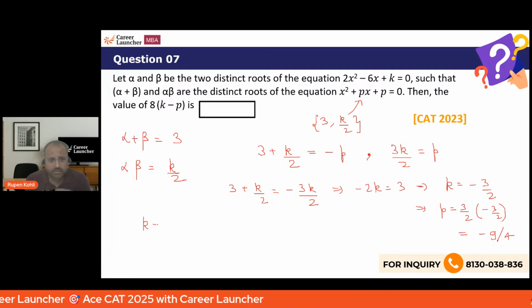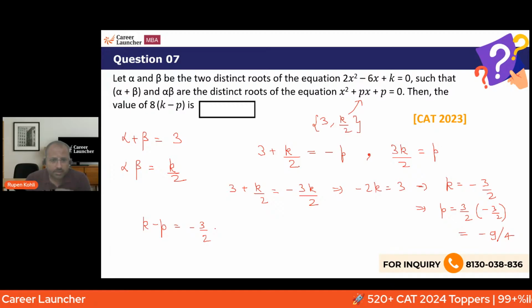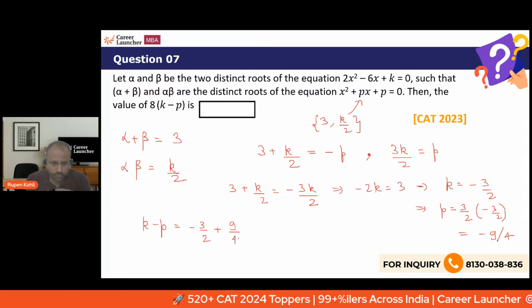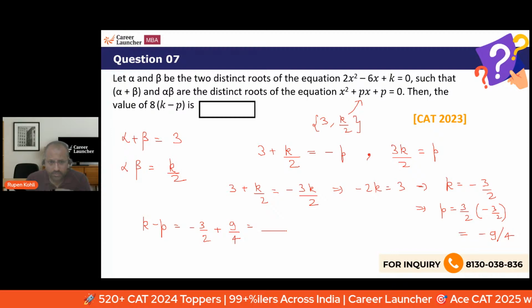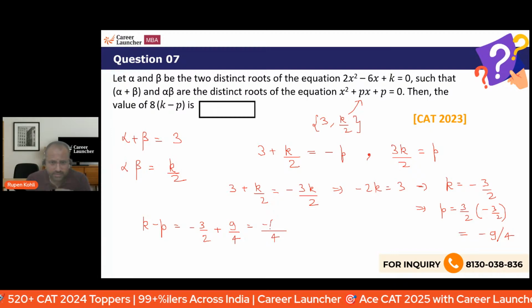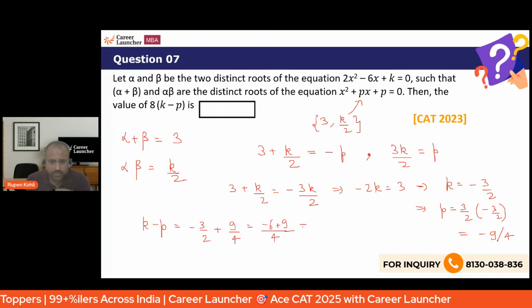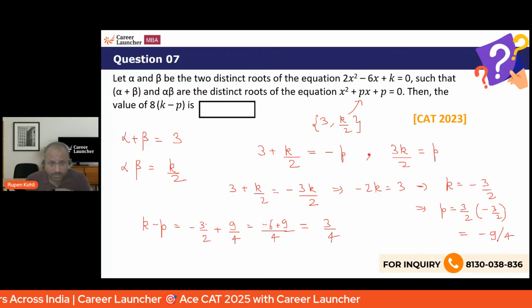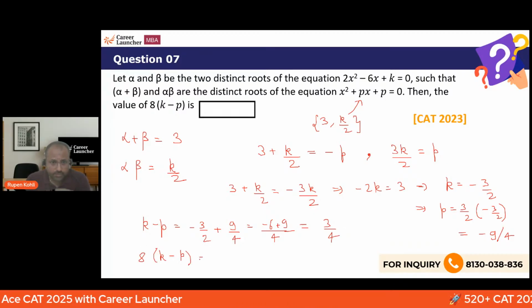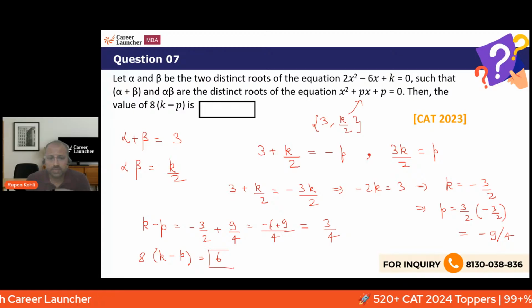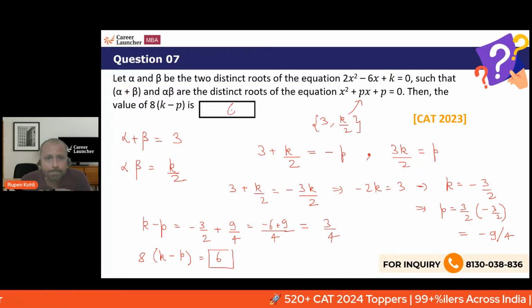So k minus p becomes minus 3 by 2 minus p, means minus of minus, plus 9 by 4. 9 by 4 minus 3 by 2 is minus 6 plus 9 by 4, which is 3 by 4. K minus p is 3 by 4. So 8 times that becomes 8 into 3 by 4, which is 6. That's the answer. Right.